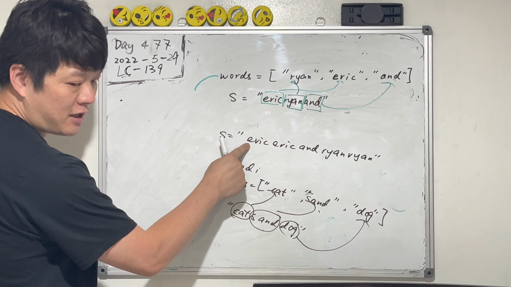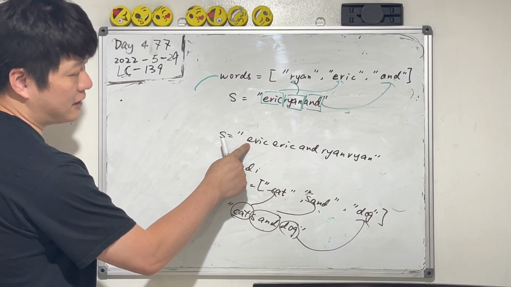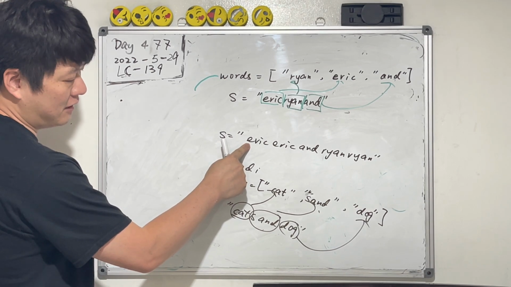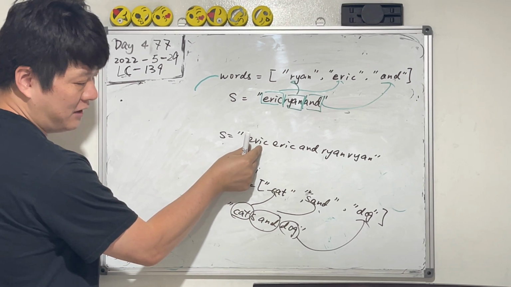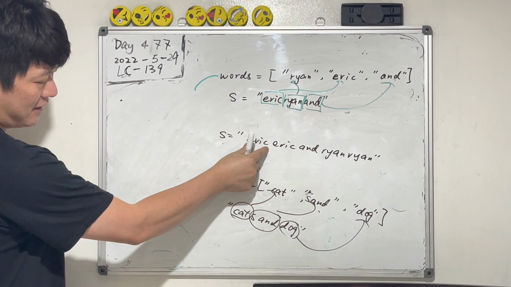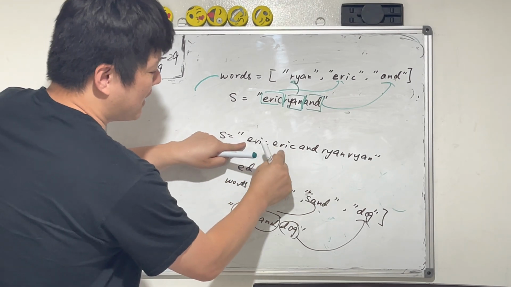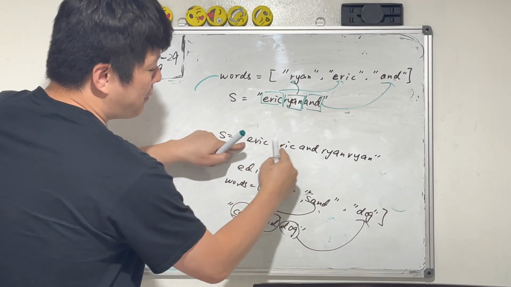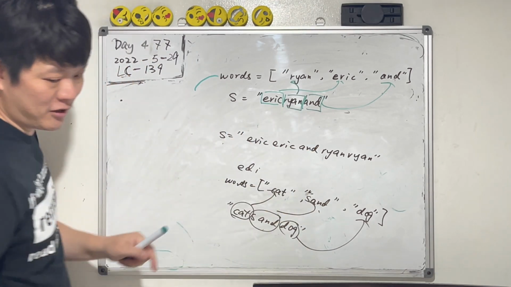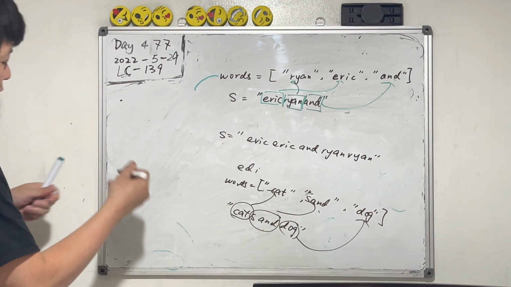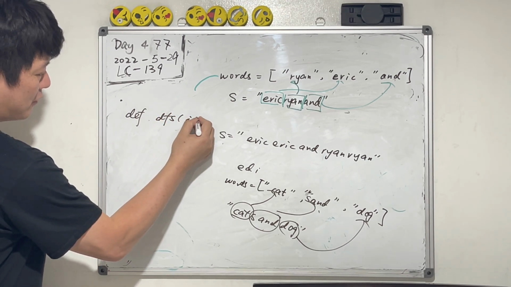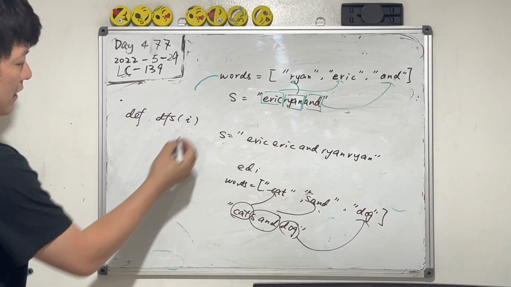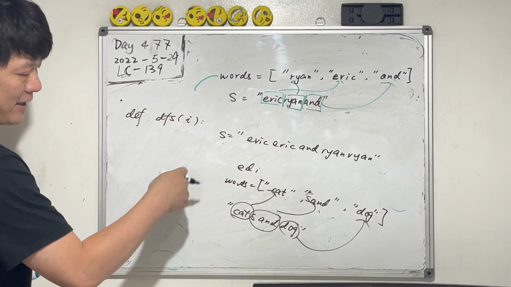I check if E is in the list, no. ER, no. ERI, no. ERIC, it's given. That's great. Let's check the next word. And I can repeat this process as many times as I want. So you are basically using depth search. I would be the index we are currently at.